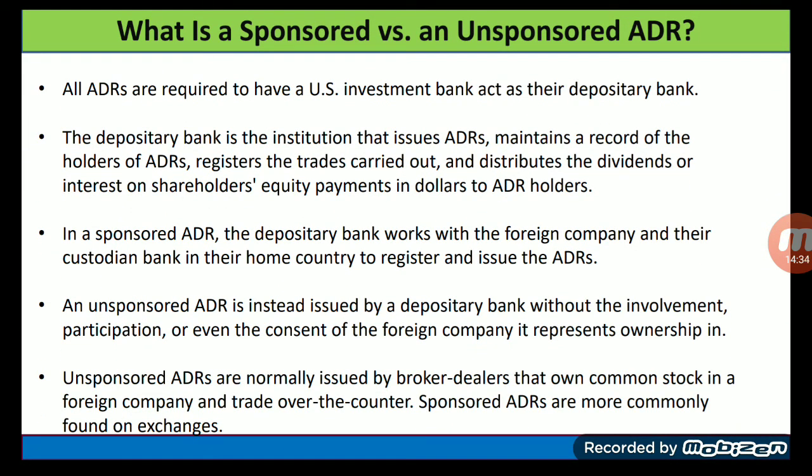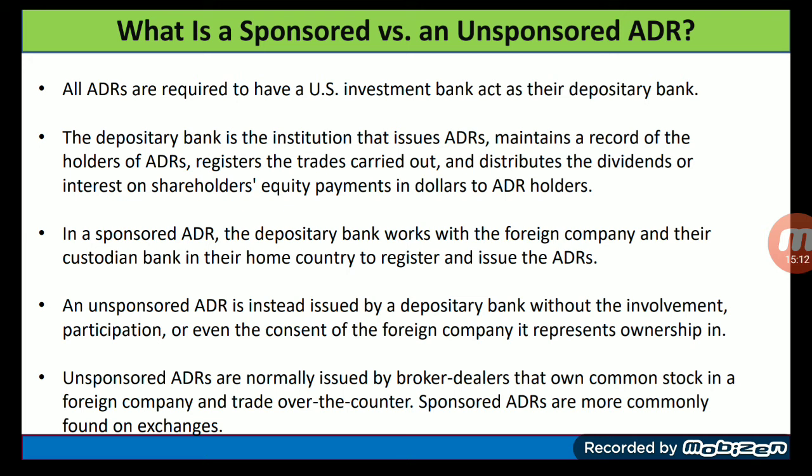The main types are here. What is a sponsored versus unsponsored ADR? We have discussed this in the first part also. All ADRs are required to have a US investment bank act as their depositary bank. The depositary bank is the institution that issues ADRs, maintains a record of the holders of ADRs, registers the trades carried out, and distributes the dividends or interest on shareholders' equity payment in dollars to ADR holders.